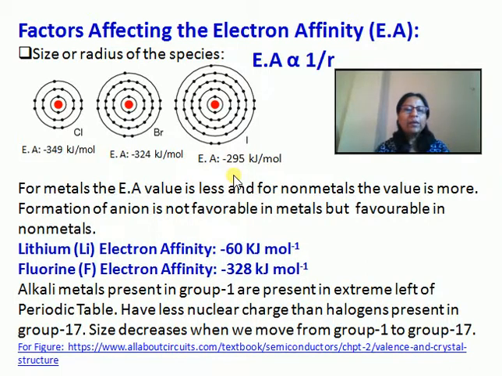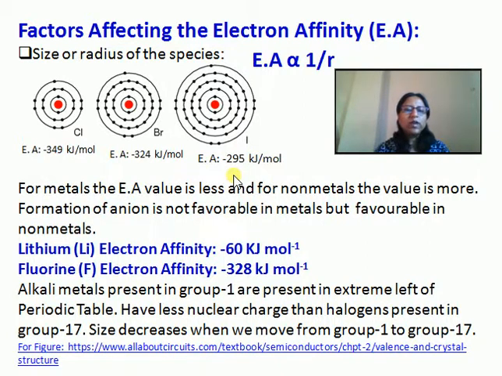And in the periodic table, we have the metals, that is alkali metals and alkaline earth metals, at the far left end, and the halogens are present at the right end. So when we move from left to right, the atomic size decreases, and that's why the electron affinity value increases. And on this left side we have the metals.